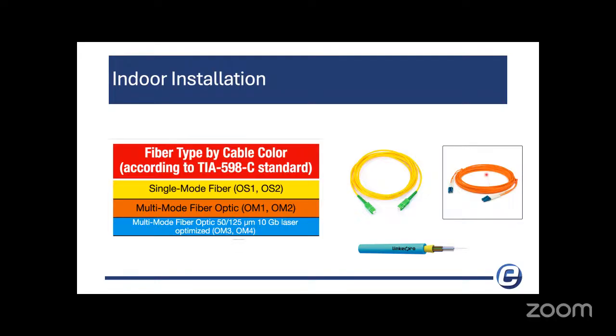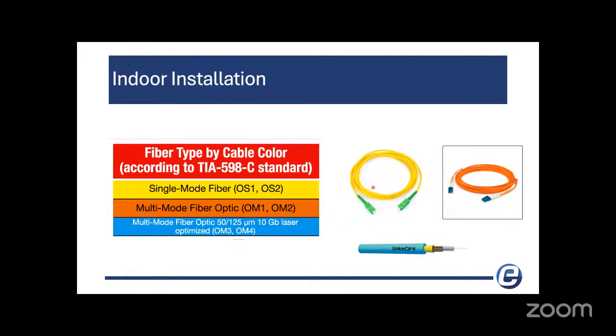We have better options, OM3, OM4, and even OM5. This multimode fiber optic can give you 10 gigabits of laser optimized data, and OM1 and OM2 do not go up to 10 gigabits. It stays in gigabit, and it doesn't have that good of a range. So if it doesn't give you 10 gigs, then you're better off just installing Cat6 copper cables instead of OM1 or OM2. And you have the single mode fiber, that is OS1 and OS2.